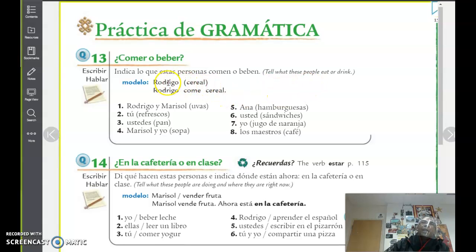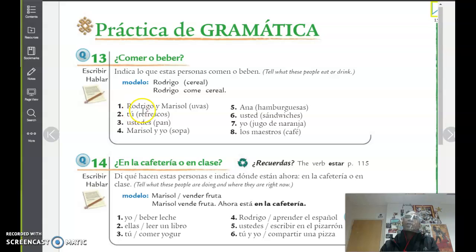So they tell you right here the people. The subject pronouns represent the people, right? They're the subject. So Rodrigo is a he, so it will be él. And what he likes to eat is cereal. So you will find the verb for eat, which is comer. And the verb for drink is beber. Both of them are ER verbs. So you say, Rodrigo y Marisol beben, not beber, right? Beben uvas. And it's beben because it's a group of them.